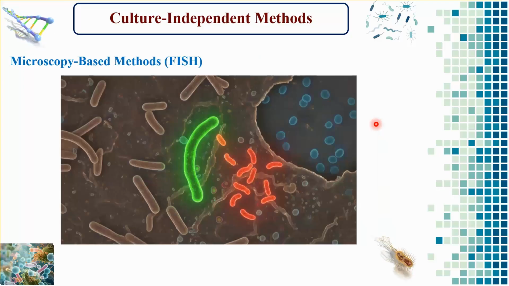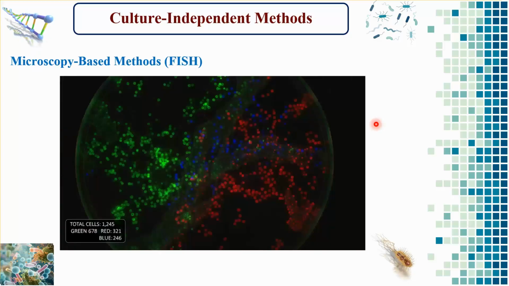Let's start with microscopy-based methods. Microscopy-based methods allow us to directly visualize microbes in their natural environment. One important technique is FISH, or fluorescent in situ hybridization. In this method, fluorescent probes bind to specific DNA sequences inside microbial cells. Under a fluorescence microscope, labeled microbes become visible. This allows scientists not only to identify microbes but also to see where they are located within a sample. So unlike sequencing alone, this method provides spatial information.